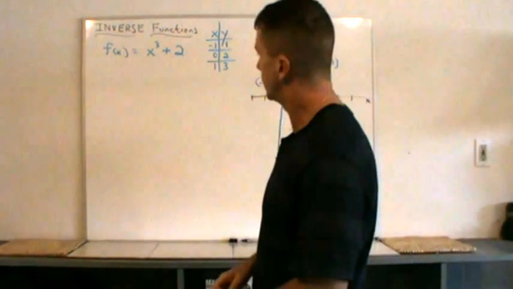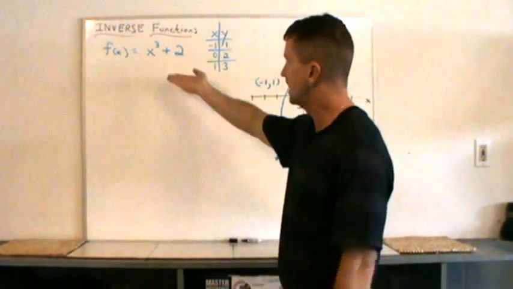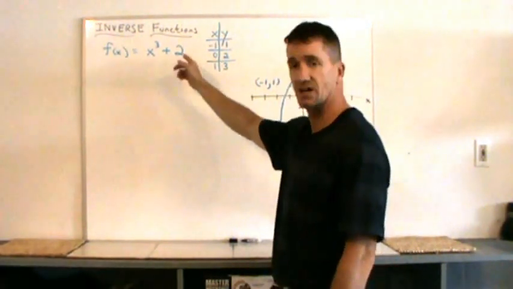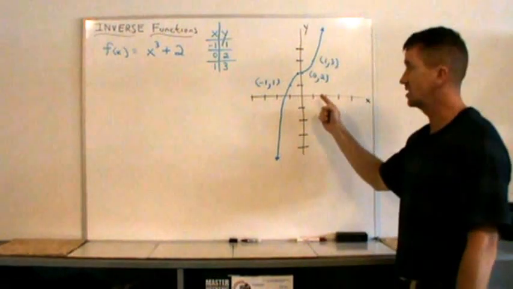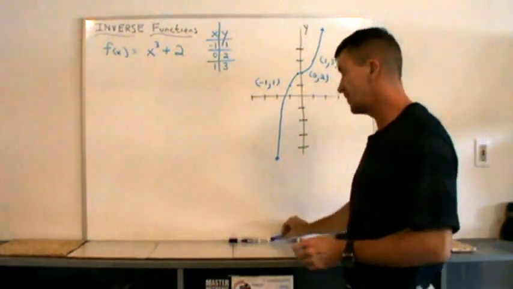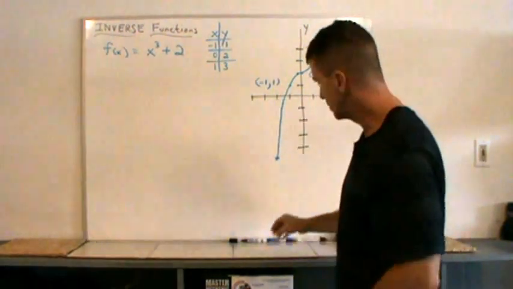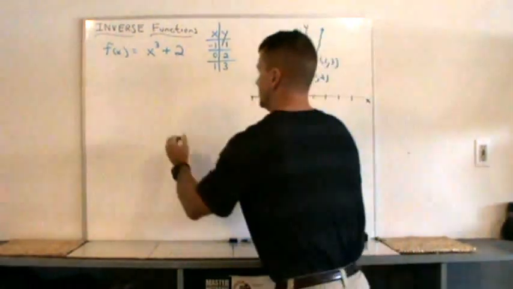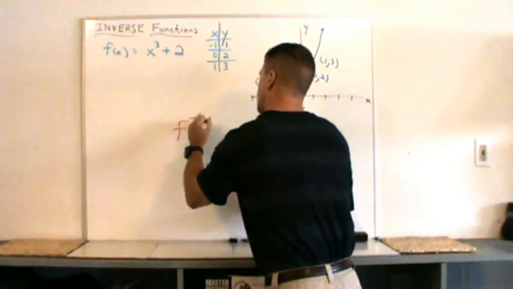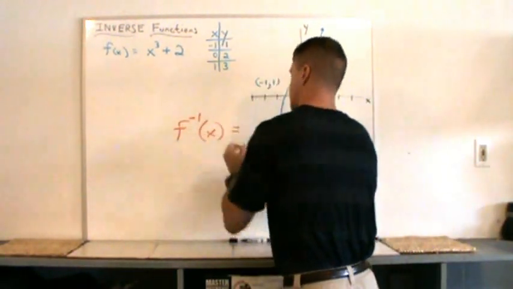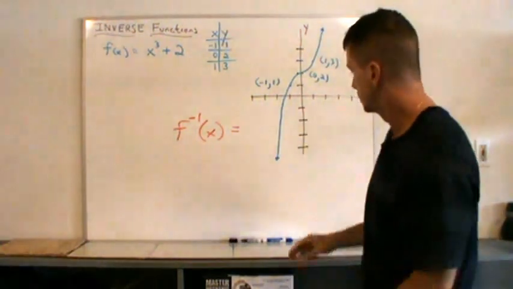In this video, we'll talk about inverse functions. I have an example here, f of x equal to x cubed plus 2, which is sketched right here. And we will find the inverse function. The notation for an inverse function is f inverse x.